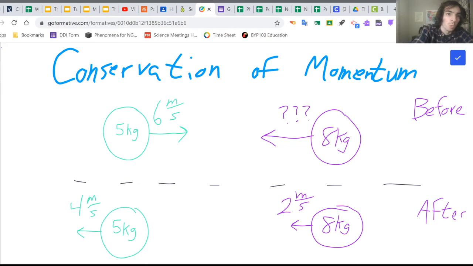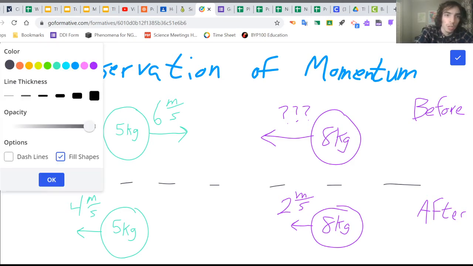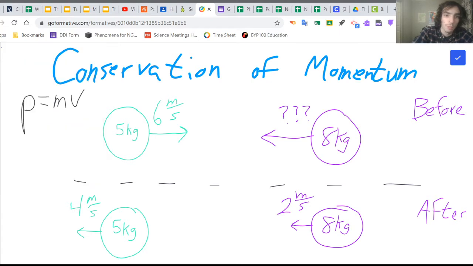So in order to do this, we're definitely going to need to use our equation for momentum. p equals mv. p is the momentum, m is mass, v is velocity. So we're going to have to use this again and again here. And then we're also going to apply our conservation law once we've calculated all these momenta. So let's calculate all of the momenta that we are able to calculate. Momenta here is just the plural of momentum.